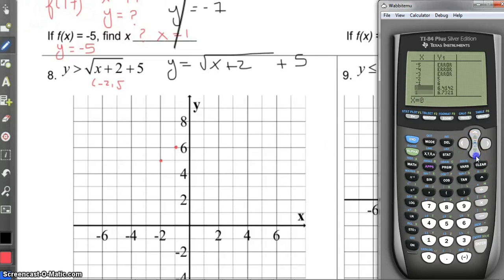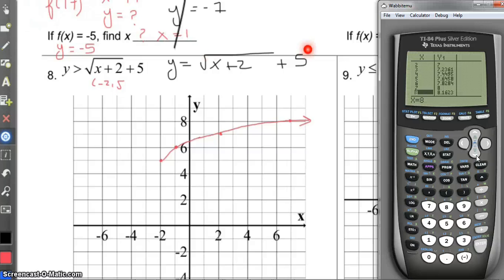Then let me grab 2 more points. We have 2, 7 and 7, 8. That's my shooting star. Now, did I do anything wrong? Now let's see. This is how you graph it. So after you graph it, let's look at the inequality.